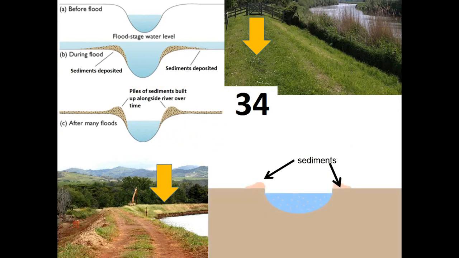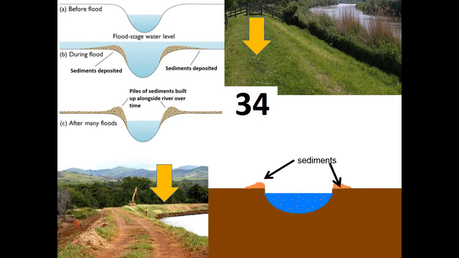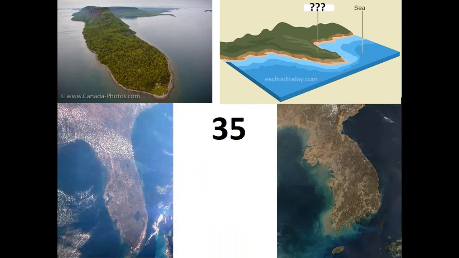34 is a pile of sediments that winds up right beside rivers after they flood. These piles of sediments are called levees, and they are natural. Every time a river floods and the river comes out of its bank, it starts to drop its sediments immediately. So you wind up with piles of sediments right beside a river called a levee.